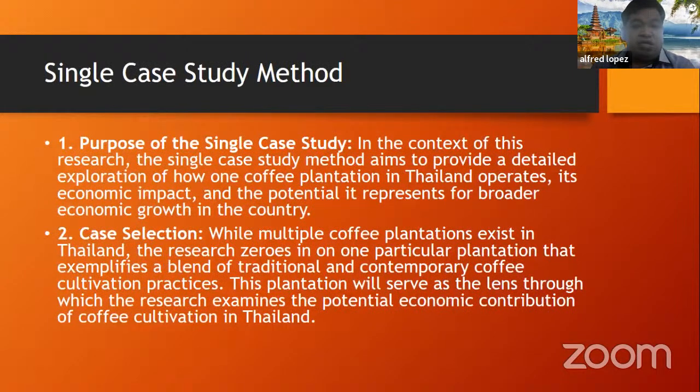Single case study method. The purpose of the single case study is to provide a detailed exploration of how one coffee plantation in Thailand operates, its economic impact, and the potential it represents for broader economic growth in the country. Case selection. While multiple coffee plantations exist in Thailand, the research zeroes in on one particular plantation that exemplifies a blend of traditional and contemporary coffee cultivation practices. This plantation will serve as the lens through which the research examines the potential economic contribution of coffee cultivation in Thailand.